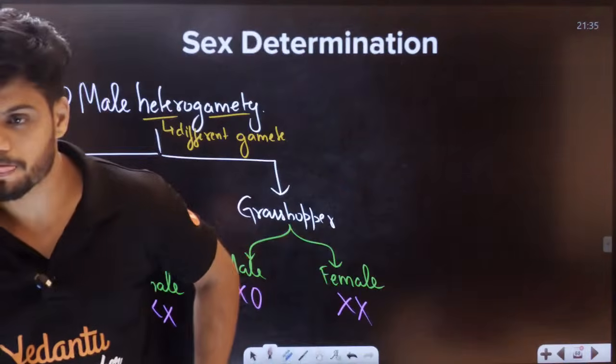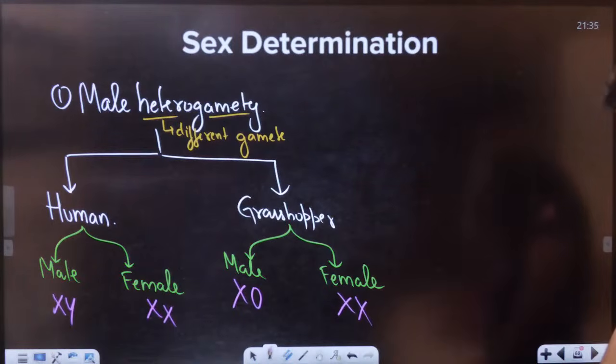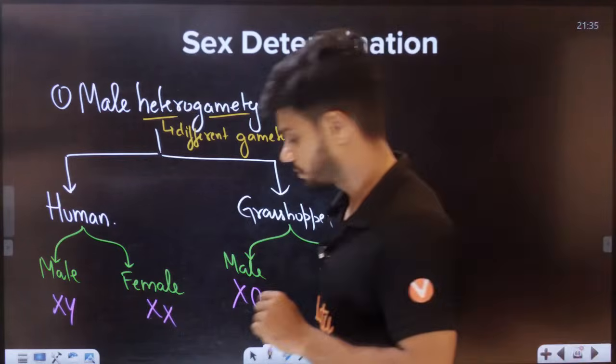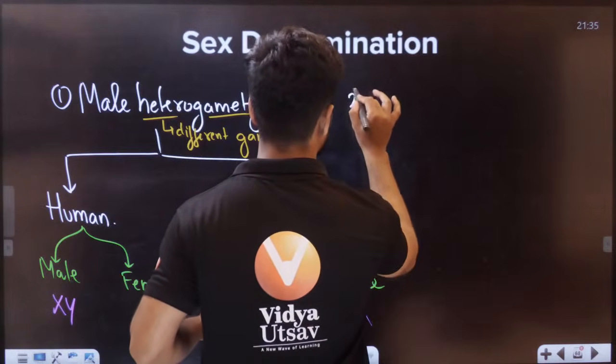Okay, students, all of you clear? Yes or no? Male heterogamety done? Human and grasshopper, male heterogamety. Okay. Now, students, let's understand female heterogamety.